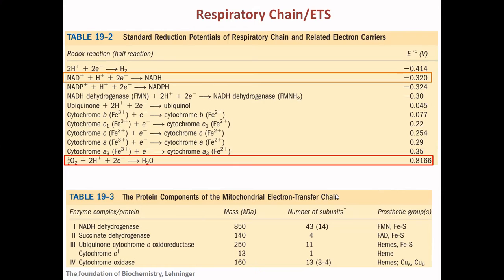And the various protein components of the mitochondrial electron transport chain: component one is the NADH dehydrogenase, where there is the iron sulfur molecule. The prosthetic group is FMN. Component two is the succinate dehydrogenase, FAD and iron sulfur. Ubiquinone, cytochrome C oxidoreductase, and cytochrome C are component 3. The prosthetic groups are the heme and the iron sulfur, and component 4 is the cytochrome oxidase, and the groups are the heme and the copper A and B.